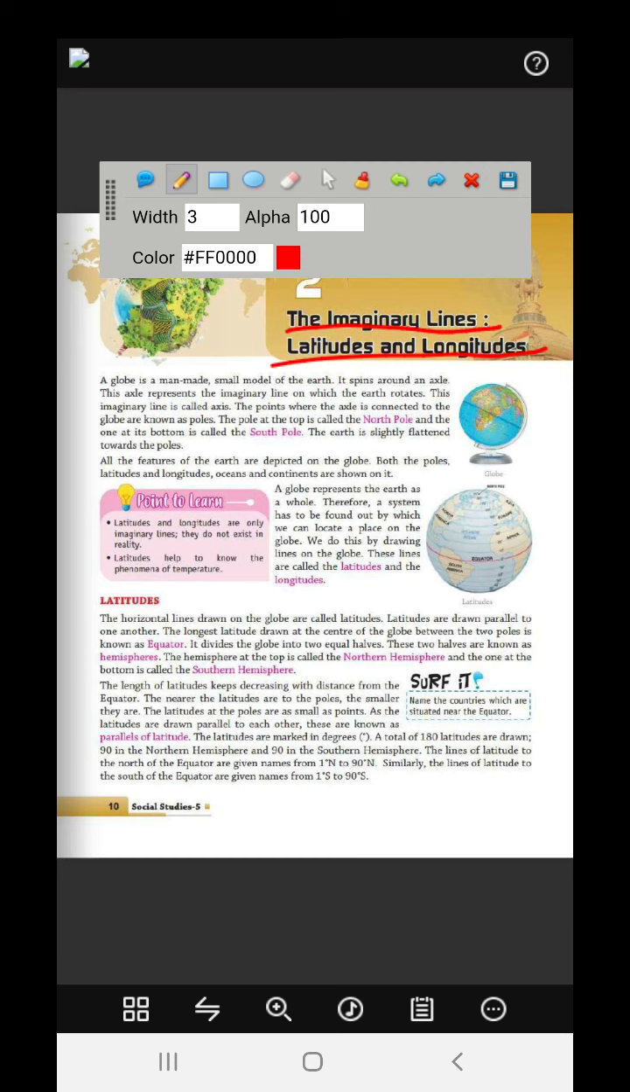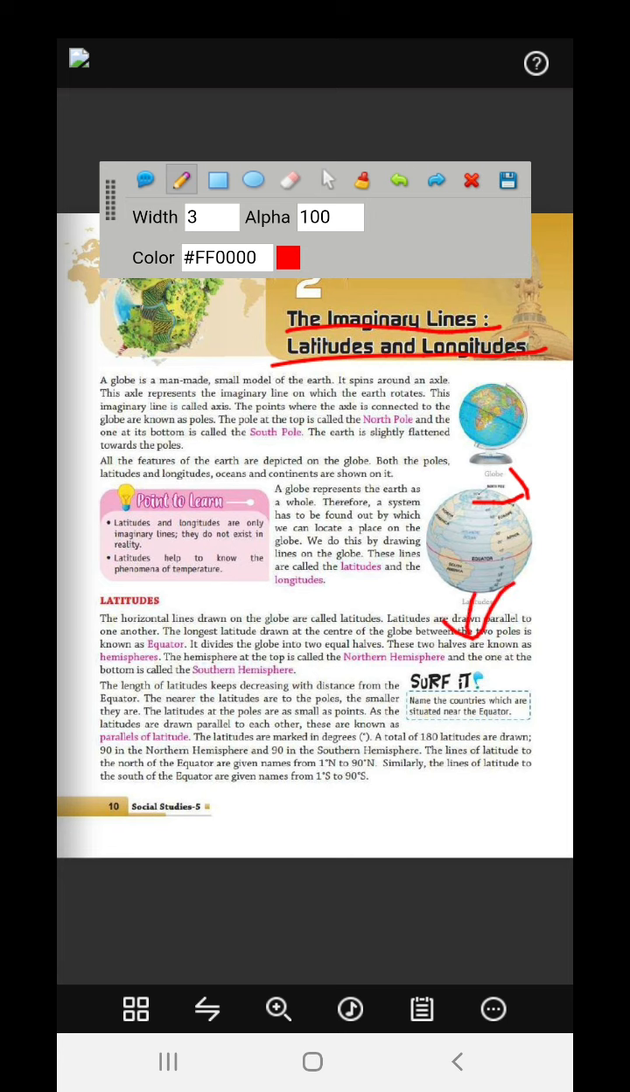So the points where the axle is connected to the globe are known as poles. The pole at the top is known as the North Pole, and the one at the bottom is known as the South Pole. North Pole, South Pole.